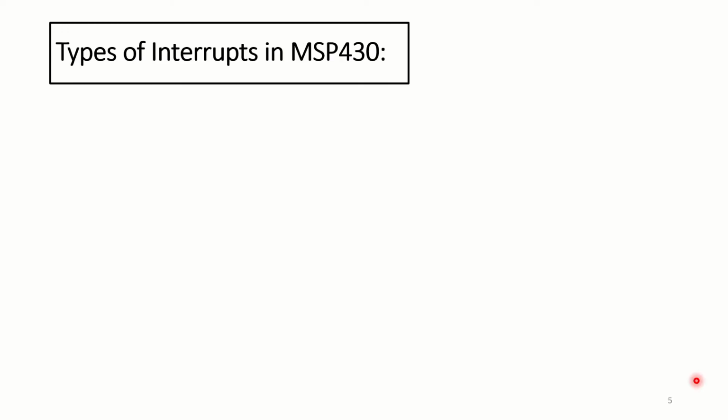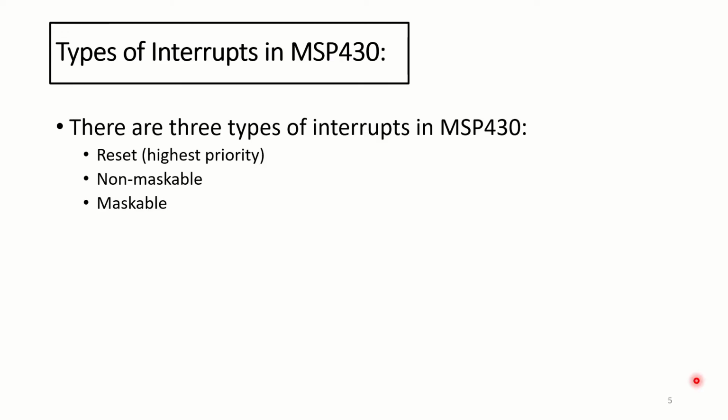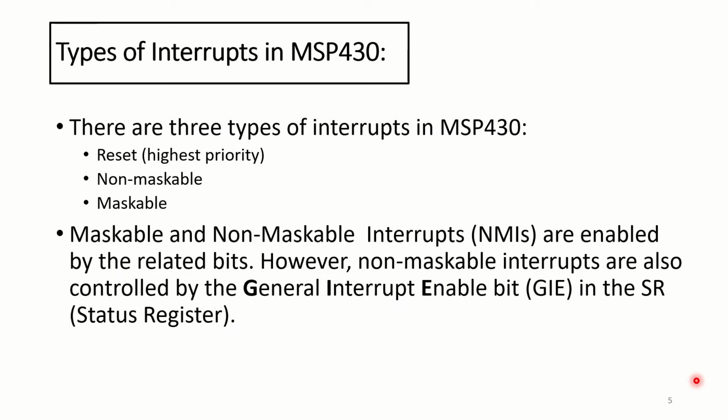Now let's take a look at the types of interrupts in the MSP430. There are three types of interrupts in MSP430. First one is the reset, which has the highest priority. And then we have the non-maskable interrupts and maskable interrupts. As their names imply, maskable interrupts can be masked or ignored. Maskable and non-maskable interrupts are enabled by the related bits. However, non-maskable interrupts are also controlled by the general interrupt enable bit in the status register.